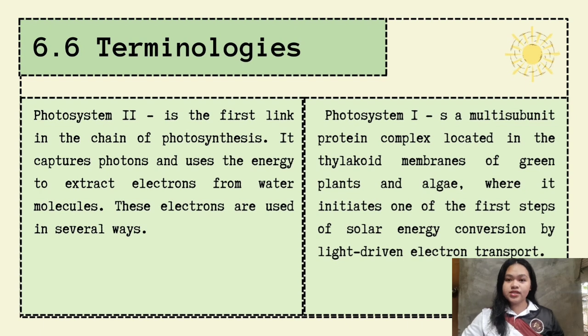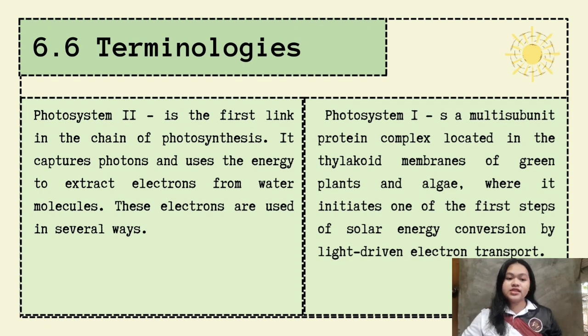So, photosystem 2 is a process wherein enzymes absorb photons of light to energize the electrons. Then, those electrons travel in a series of cofactors and coenzymes to reduce the plastoquinone to plastoquinol. Then, next is photosystem 1.